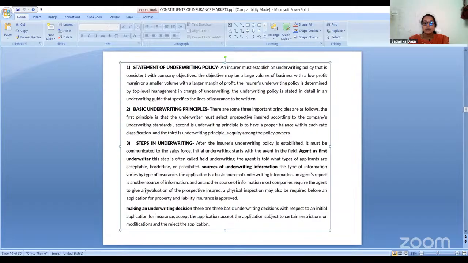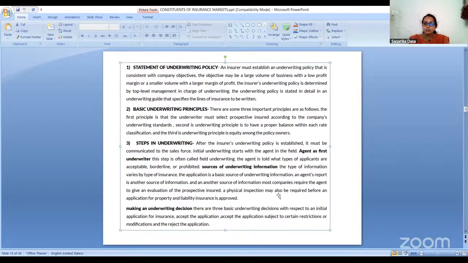An agent's report is another source of information. The first source of information is the application. The second source of information is the agent's report. Agents will also have an information report. So that is your second source. And another source of information is that companies require the agent to give an evaluation of the prospective insured. Now, the company will ask the agents to provide the prospective insured's details.